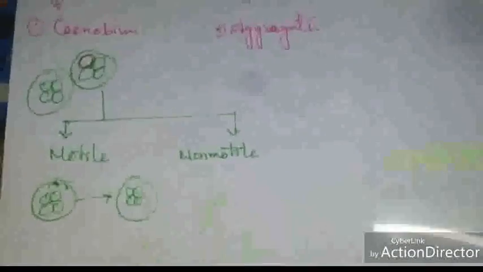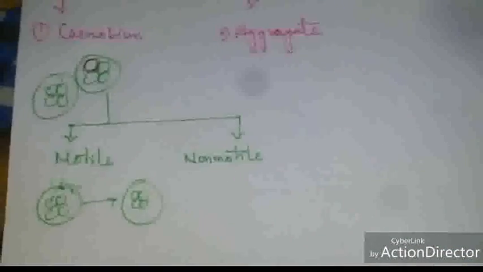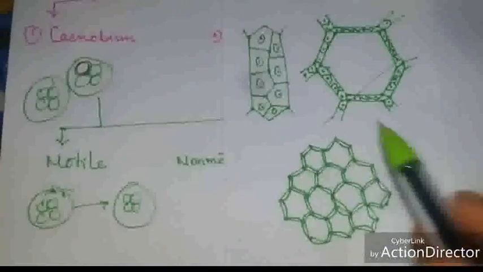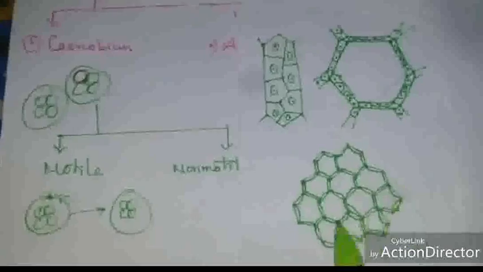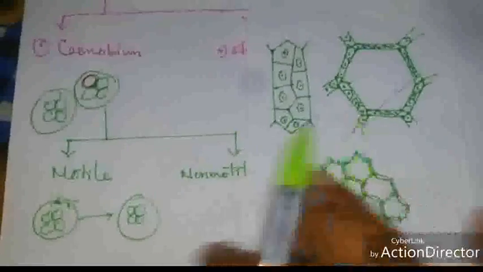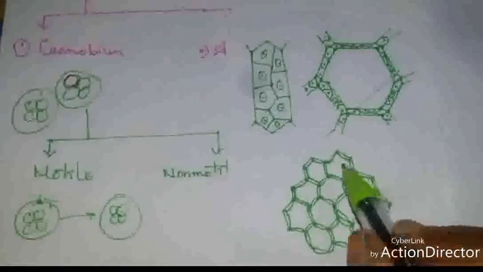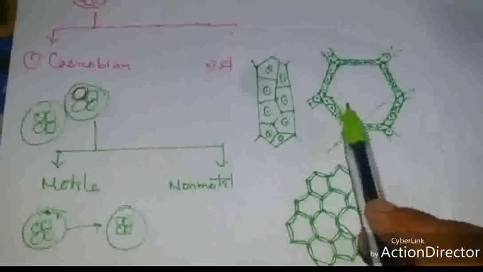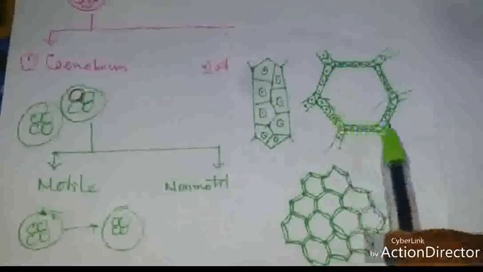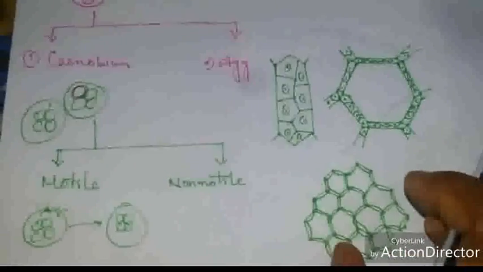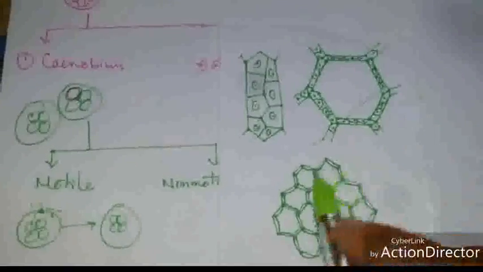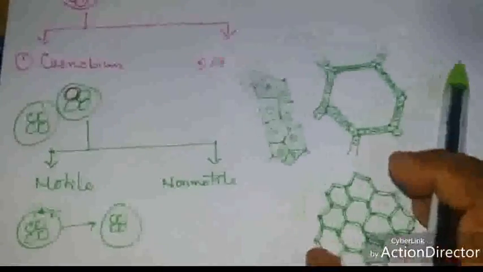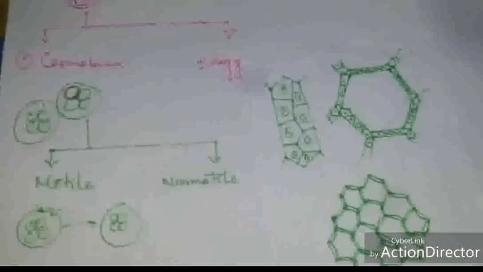Now non-motile cells means they cannot move but they form a colony. So this is Hydrodictyon, which cannot move from one place to another but they are made up of many cells in a particular shape. So this is a Hydrodictyon alga. It is an example of coenobium non-motile type.